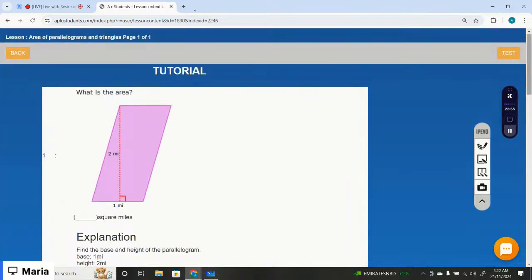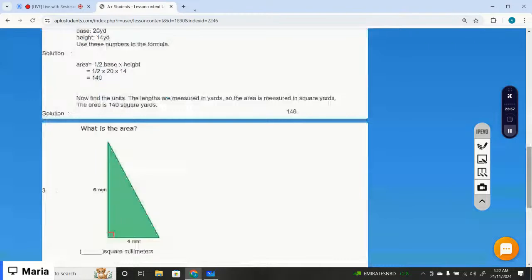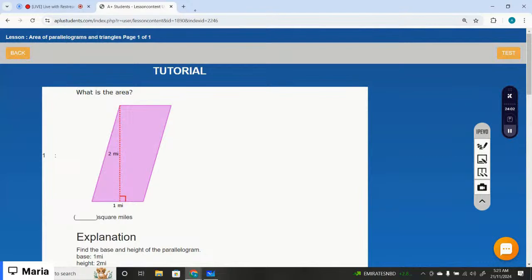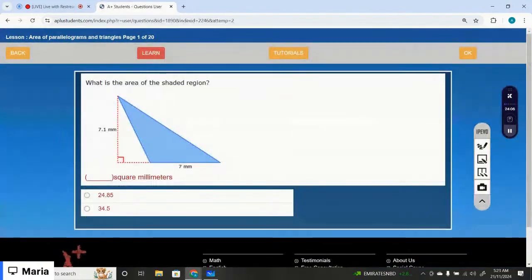Let's just start with the test questions. What is the area of the shaded region? So you need to calculate the area of the triangle.